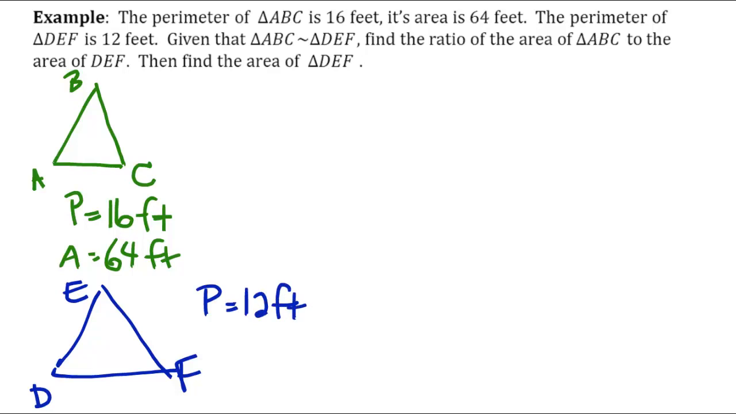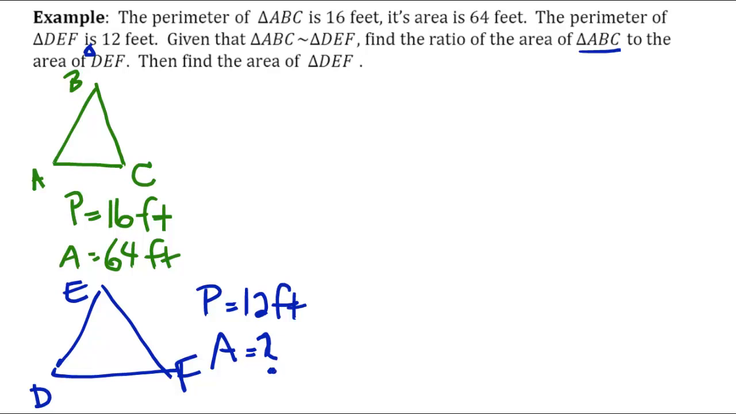Given that triangle ABC and triangle DEF are similar, we're going to find the ratio of the area of ABC to the area of triangle DEF. So first let's find the area ratio. I can't find the area just yet, can I? I'm going to be finding that here in a minute. The last part of the question says, then find the area of DEF.